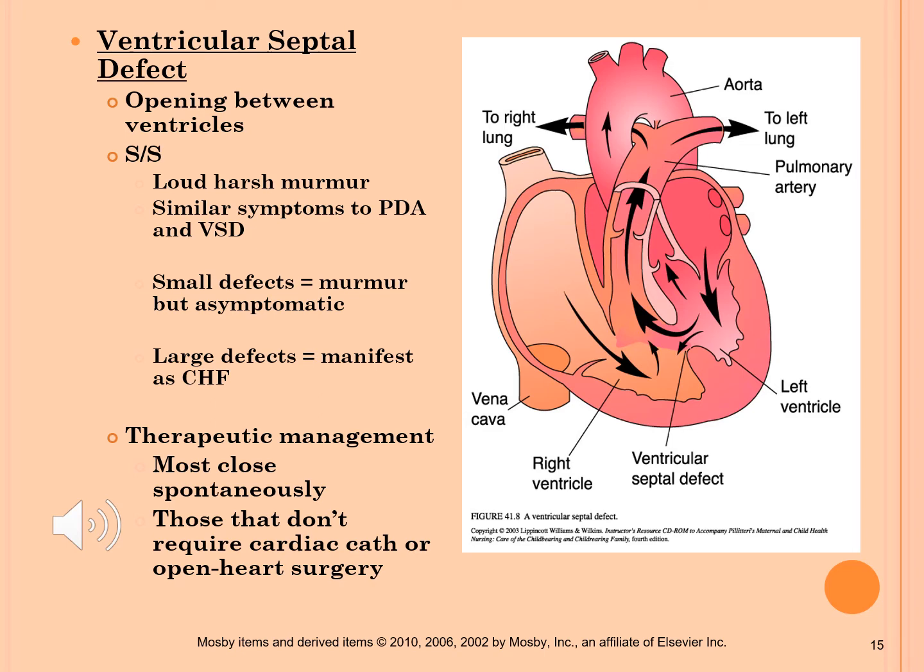We can do this closure depending on how large the defect is. If we can do it, we're going to do it via cardiac cath. If that is unable to be done, maybe because it's too large of a defect or something else going on, then we look at doing open heart surgery. We're always going to try the least invasive approach first if possible, but it's a case-by-case basis. So cardiac cath or surgical closure is how we'd manage it if it doesn't close spontaneously on its own.